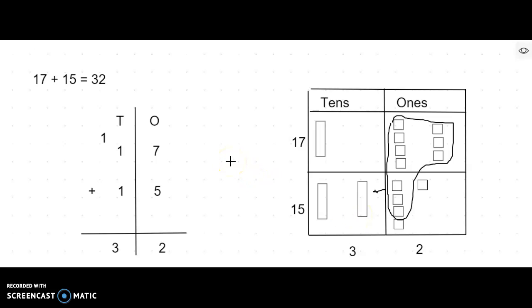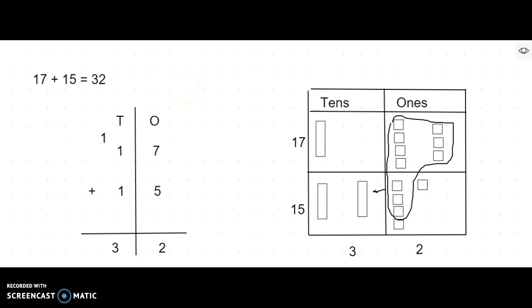So sometimes when we're adding two numbers together, we end up with more than 10 ones. And it's very important when we end up with more than 10 ones to group 10 of those ones together to make a new 10. So it's a little bit easier to figure out how much we have overall.